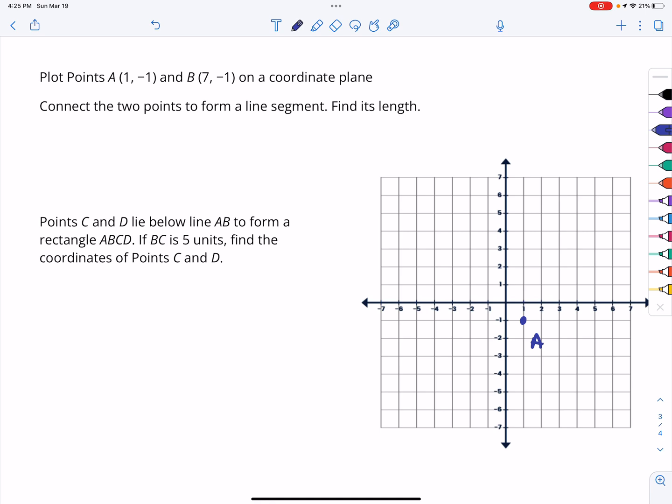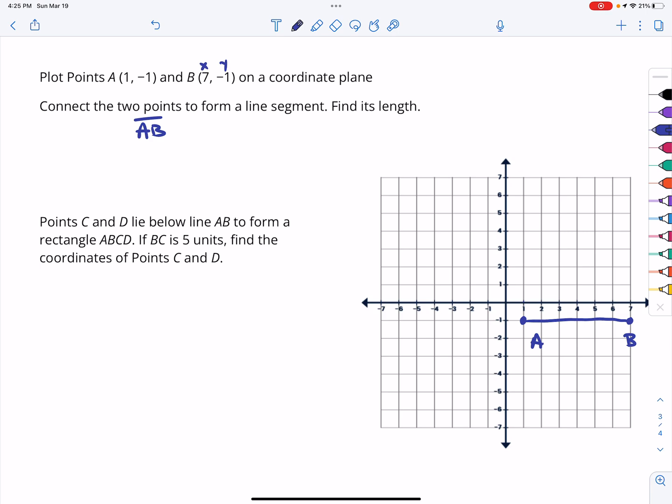And then point B has an x value of 7 and a y value of -1. So that means I go to the right 7 units and then down 1. So point B is right there. And then we make a line segment. To show that it's a line segment, we would write it like this, and you put that line across the top there. And now we need to find the length of that.